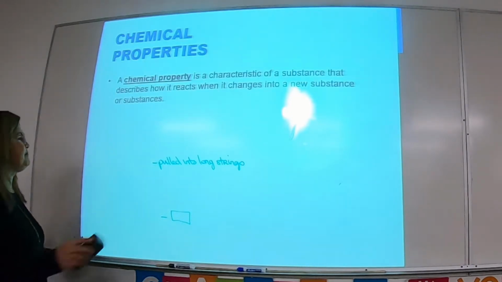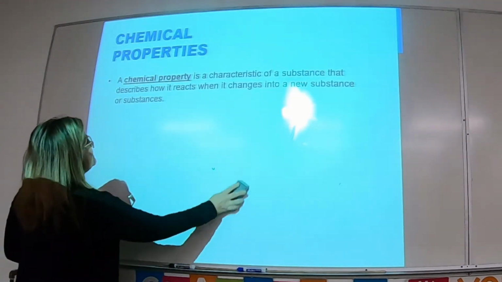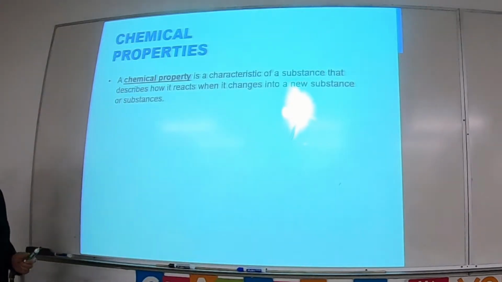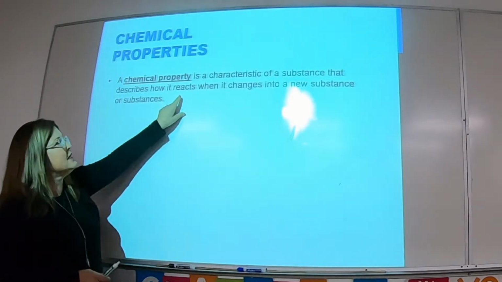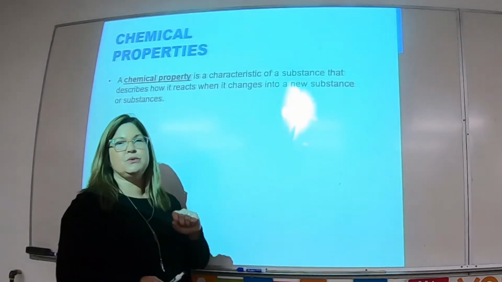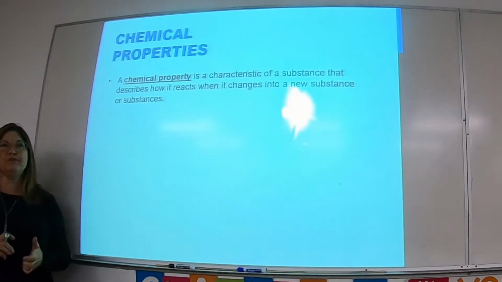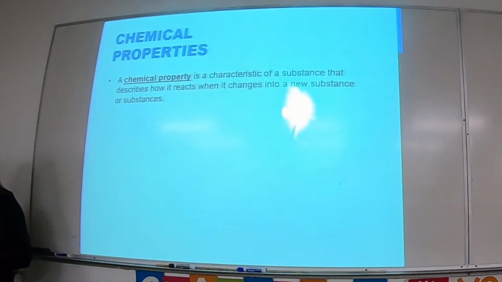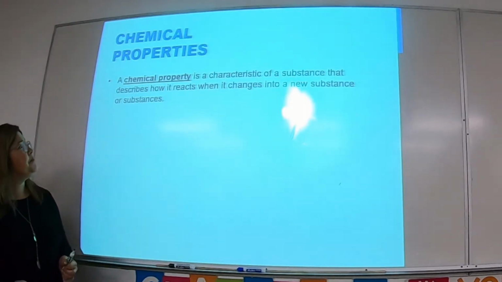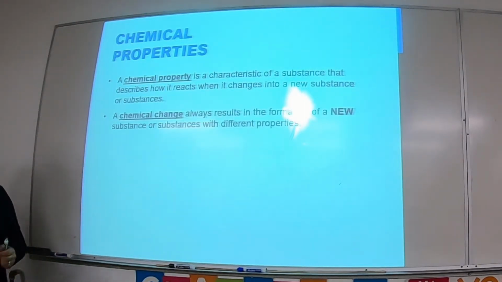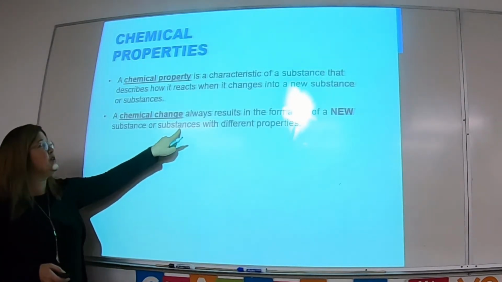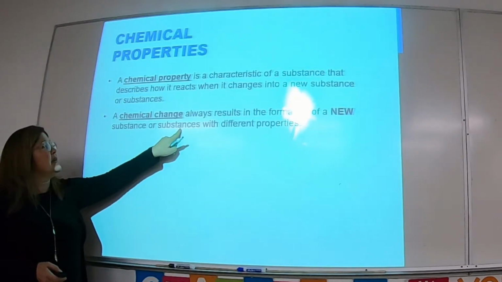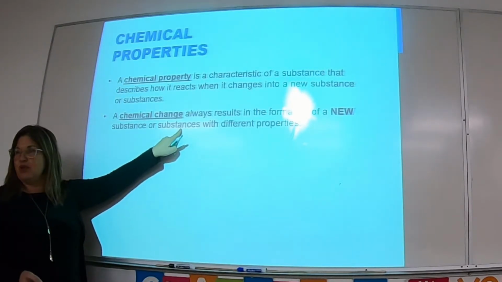Chemical properties. A chemical property is a characteristic of a substance that describes how it will react when it changes into a new substance. So a chemical property is how it's going to react when you have a new substance formed. A chemical change always results in the formation of a new substance or substances with different properties.